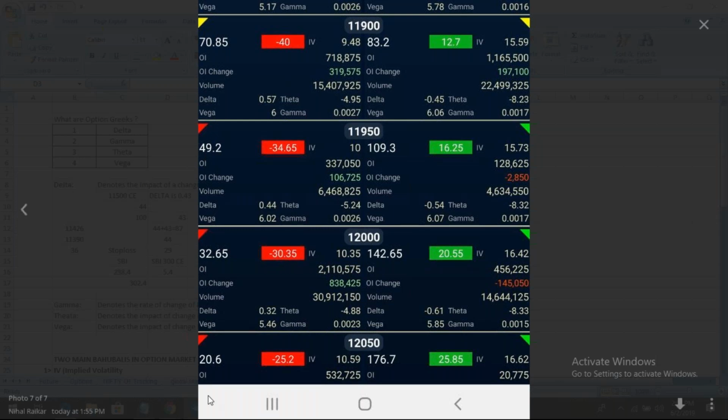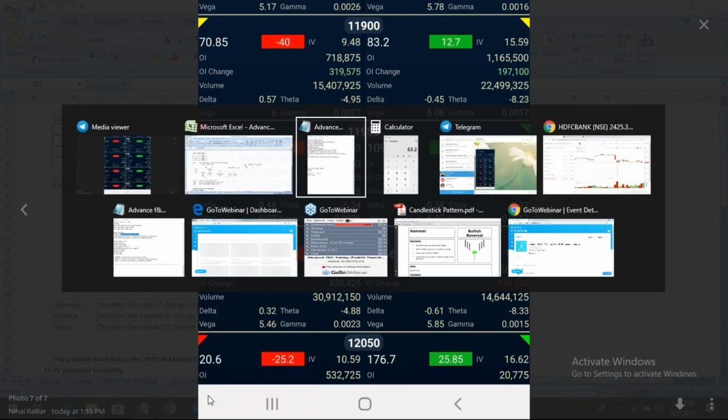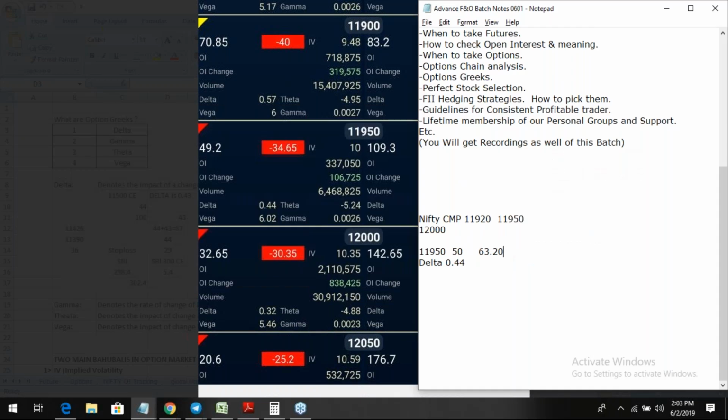Now we say that Nifty will go towards 12,000. If Nifty goes to 12,000, how many points is that? 80 points. So what will be my premium? Your premium is 50 rupees, right? So what will be your premium?